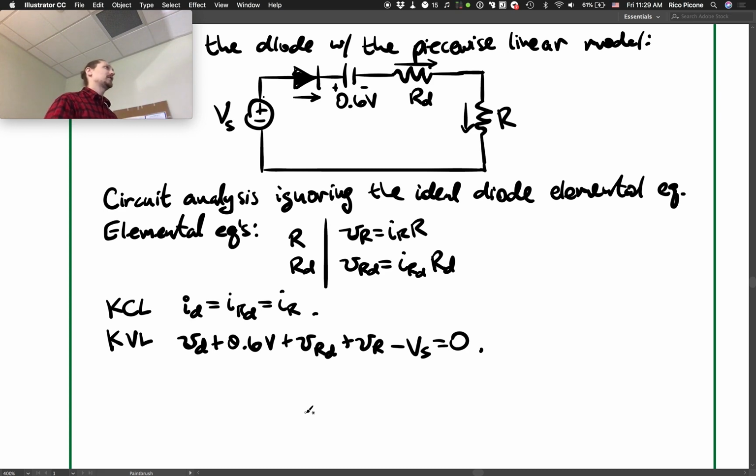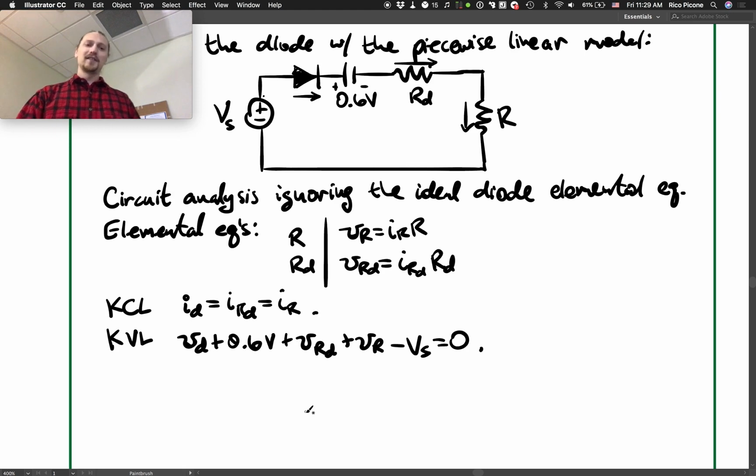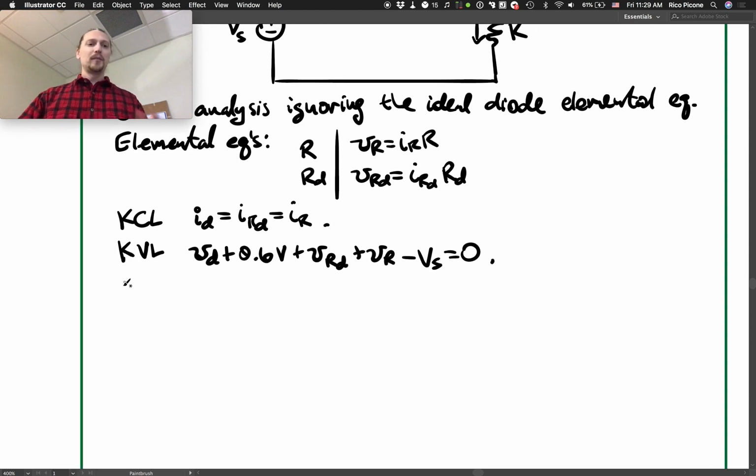Okay? So let's derive those expressions, and then we're done with analysis. All we have to do is essentially plug in zeros in places and then see what happens. So that's what I think we should do. So simplify.